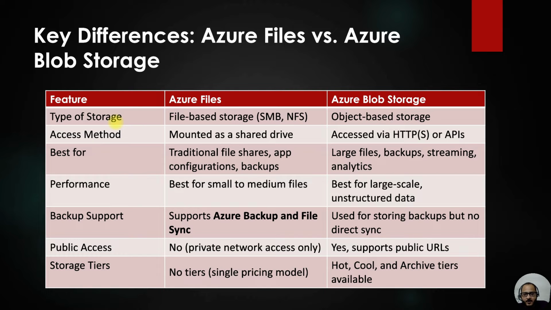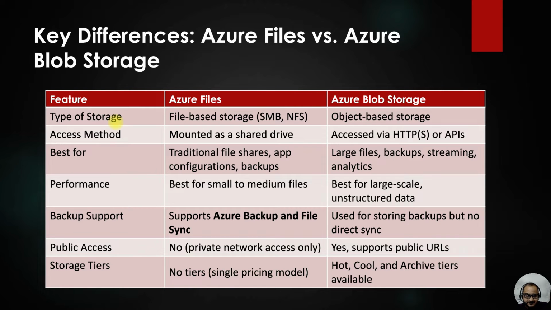Now when it comes to how you can access them: for Azure Files you have to mount the particular file share as a shared drive, and for Azure Blob you can use the REST API or a public endpoint which is an HTTPS URL, because in Azure Blob each object has its own particular URL.